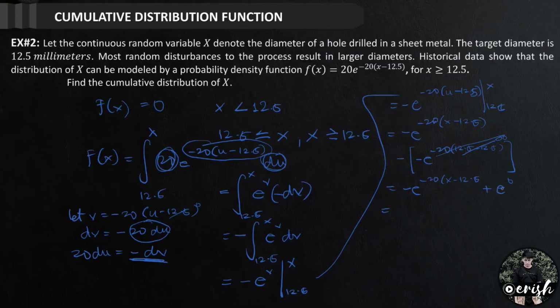e raised to 0 natin is 1 na yan. So this is 1 minus e raised to negative 20 x minus 12.5. Ito yung ilalagay natin sa cumulative distribution function natin, and this is for this equation here, 12.5 less than or equal x.